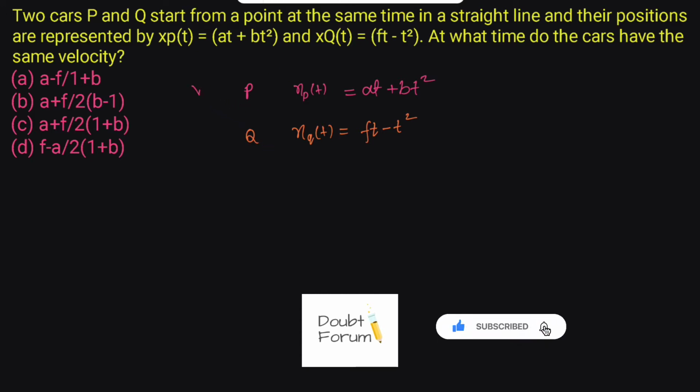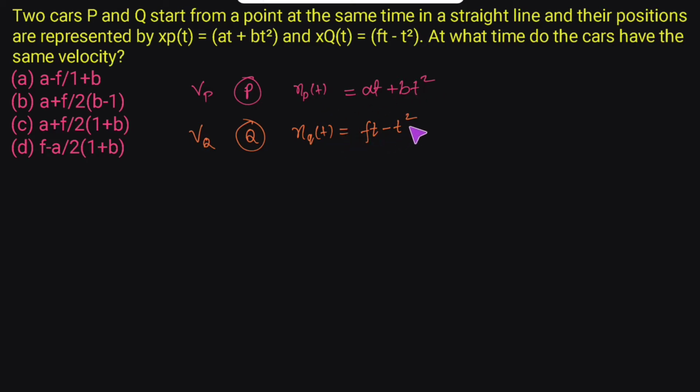So we are assuming that the velocity of car P is Vp and the velocity of car Q is Vq. And these equations are representing the position of P and Q. We all know that the velocity is the change in position with respect to time, and the equations representing the position are given here. So from these equations we can find the velocities simply by differentiating these, because differentiation tells us about the rate of change. So rate of change of position is the velocity.